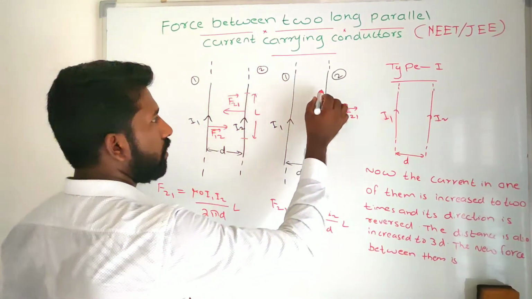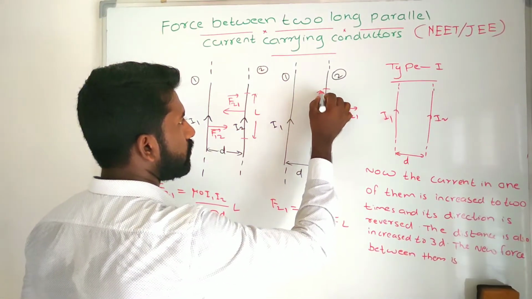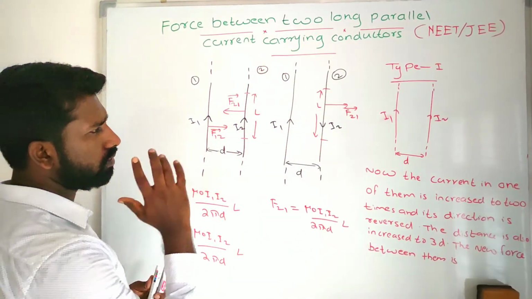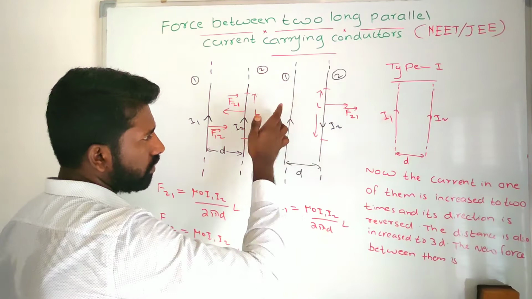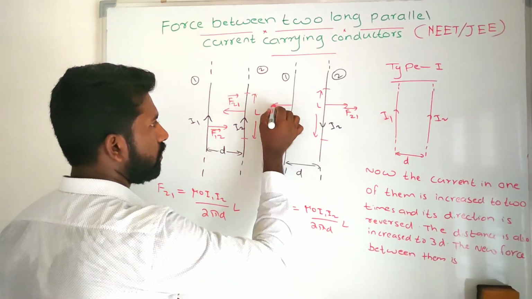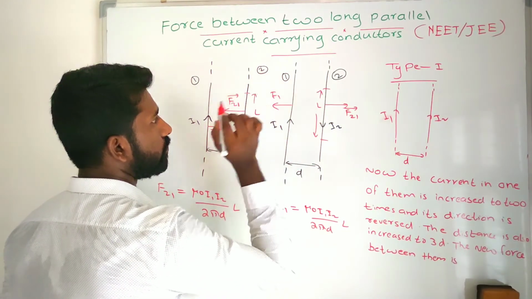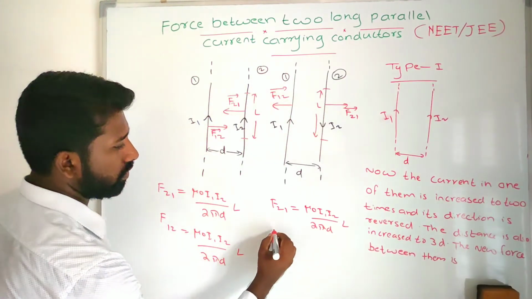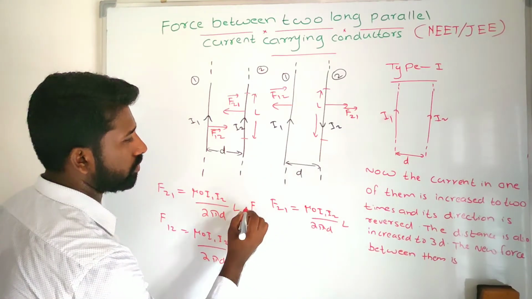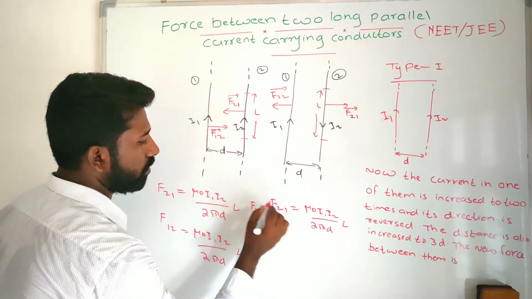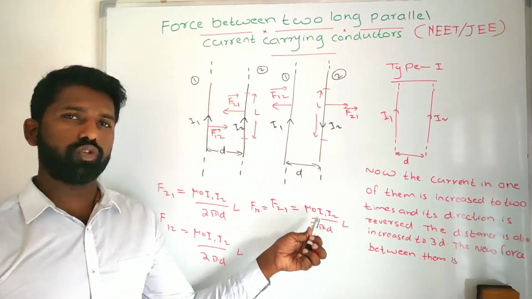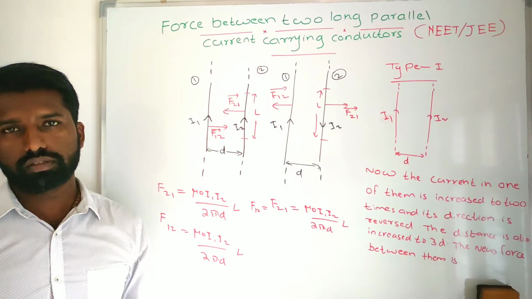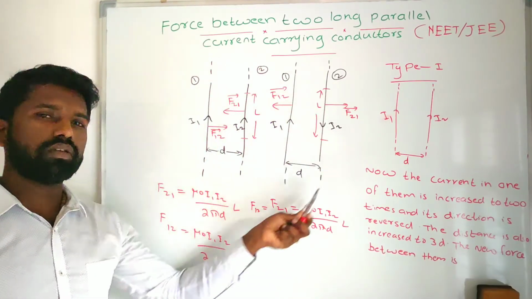What is the L? The L length portion. This is the L length portion of the second conductor. Okay. In a similar way, this second conductor repels the first conductor in this direction. That is the force acting on the first conductor by the second conductor. The magnitude is similar to this, that is F12 is equal to how much? Mu 0 I1 I2 divided by 2 pi d into L. L is the L length portion of the first conductor. Okay. This is about the theory.